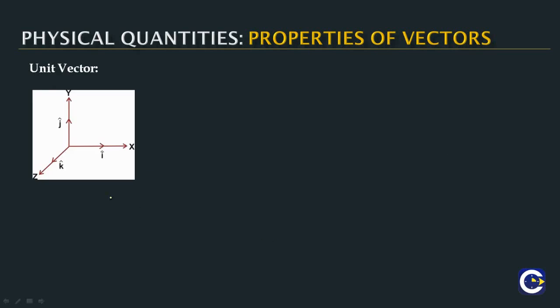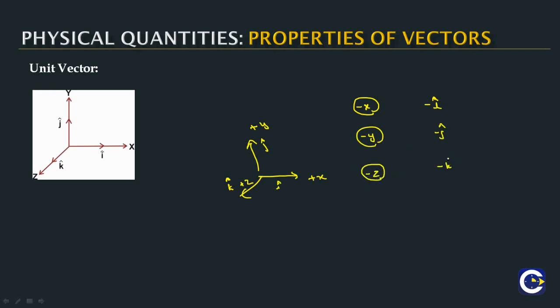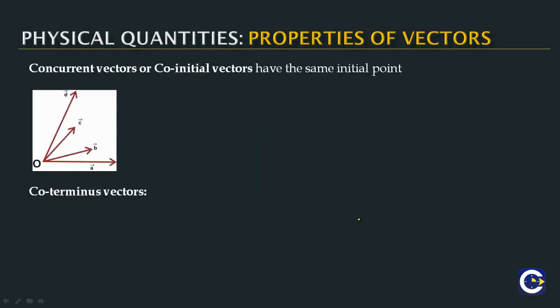So in terms of looking at it, if we have i cap along the positive x-axis, then j cap will be along the positive y-axis, and k cap will be along the positive z-axis. These are the unit vectors along the positive x, positive y and positive z. If I want to represent the unit vector along the negative x-axis, that will be simply minus i cap. What is the unit vector along the negative y-axis? It will be simply minus j cap. What is the unit vector along the negative z-axis? It will be simply minus k cap. So this is about the unit vectors along the x-axis, y-axis and z-axis.